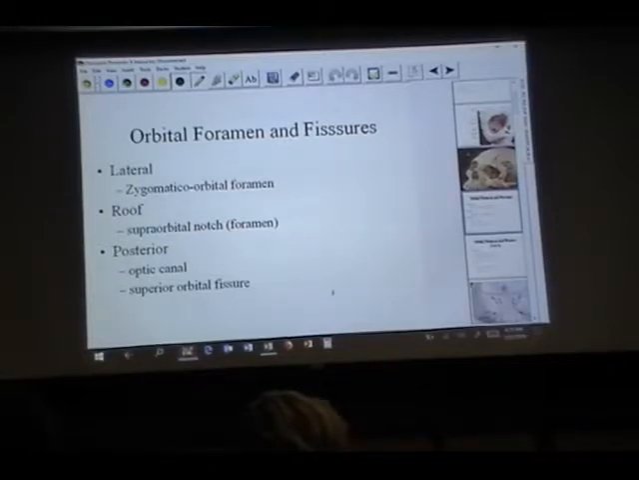What are those nerves a branch of? Once again, in relationship to the trigeminal, what are they a branch of? Which division? Okay, V1. And what are they innervating? What's their functional role?